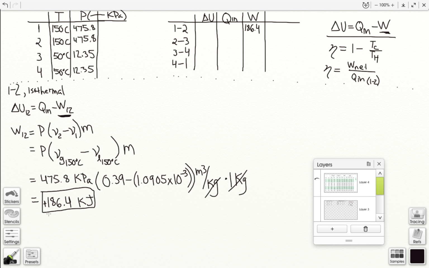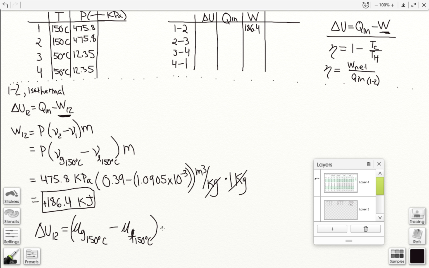Okay, so now let us calculate the change in internal energy from 1 to 2. So this is simply going to be the internal energy of the gas at 150 degrees C minus the internal energy. So in the table they have F, which basically means as a liquid, of 150 degrees C. And the units of this is kilojoules over kilogram.